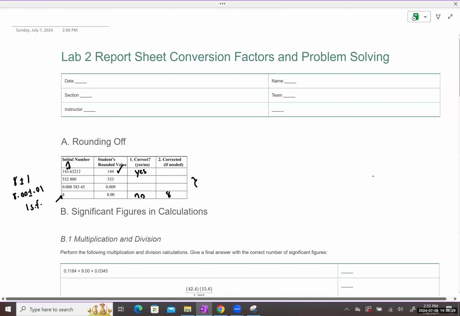I would like you independently to complete the remaining 2 examples in this table. And with that, we've completed part A. Wonderful. So let's now move on to part B.